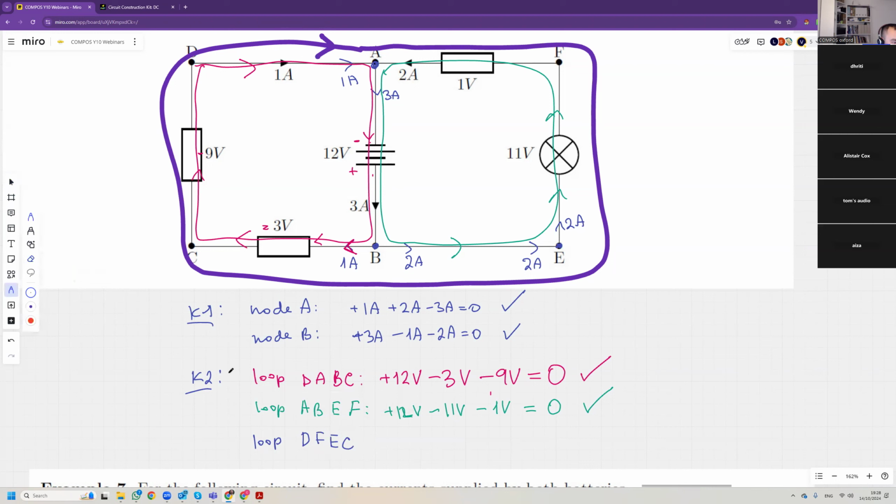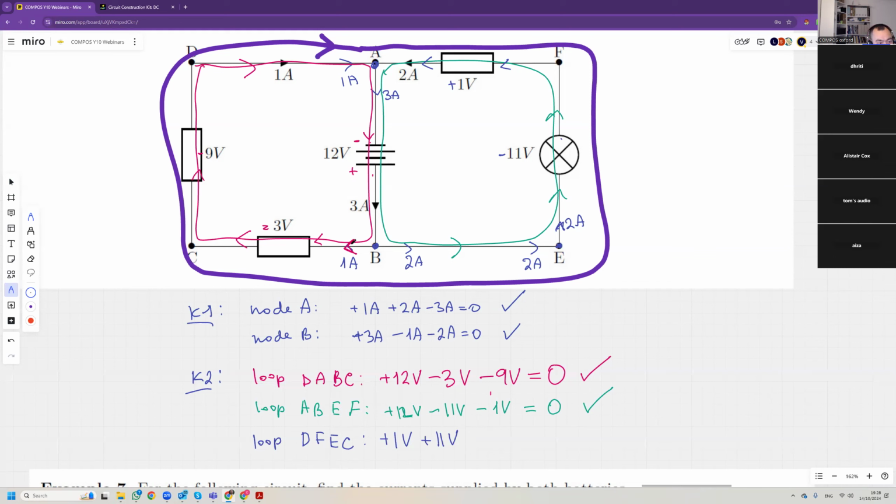Let's have a look at what's going on in here. So we have DA. Now here we're going against the flow of current. The current is flowing left and we are moving around the loop clockwise. So it's going to be plus 1 volt, plus 1 volt. Once again, we're going against the flow of current here. So rather than losing energy, we're actually gaining energy because we're going uphill. So plus 11 volts.